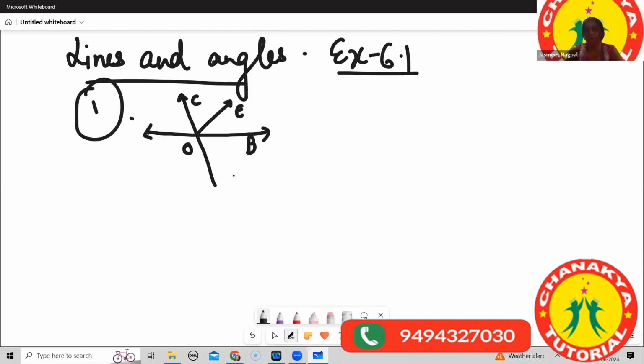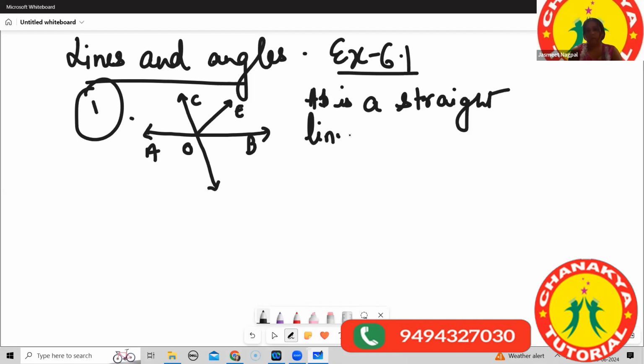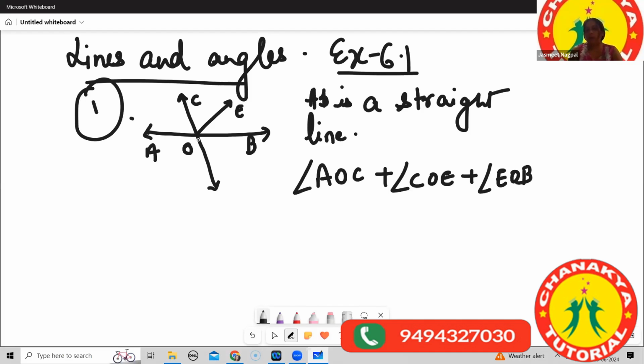Okay, so this is a figure. Now, firstly, you will write AB is a straight line. Okay, what will you write in the first line? AB is a straight line. Now, angle AOC plus COE plus EOB. What is the sum of these three? AOC, COE, and EOB. 180 degrees. 180 degrees because this is in a straight line.